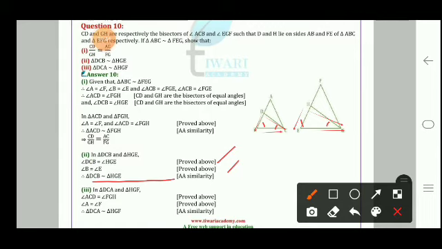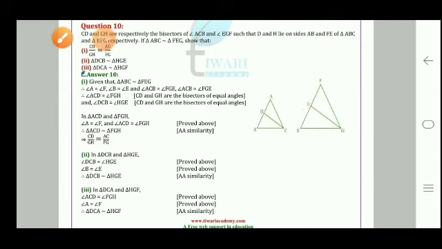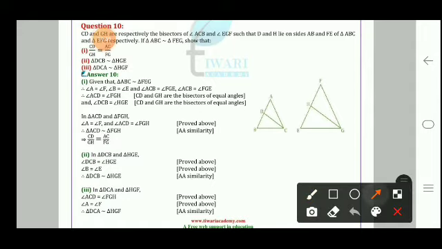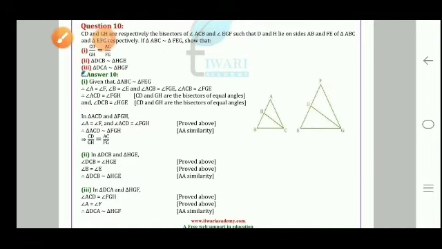Third, angle DCA. Now we have to take the triangle DCA. So now we'll take triangle DCA and triangle HGF. Now we have here angle ACD is equal to angle FGH. Okay, proved above. And angle A is equal to angle A, common. So therefore triangle DCA is similar to triangle HGF by angle criteria.